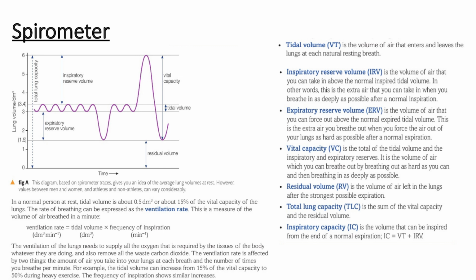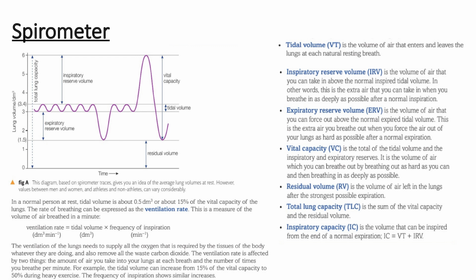Now, let's come here and actually interpret this graph. Look at figure A. This diagram is based on a spirometer trace and gives you an idea of the average lung volume. However, values between men and women, and athletes and non-athletes, can vary considerably, of course. In a normal person at rest, tidal volume is about 0.5 decimeter cube, or about 15% of the vital capacity of the lungs. The rate of breathing can be expressed as the ventilation rate. This is a measure of the volume of air breathed in a minute.